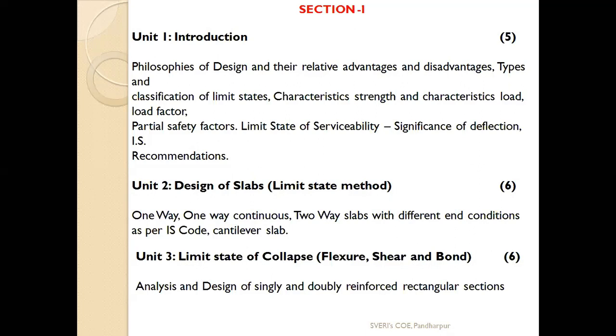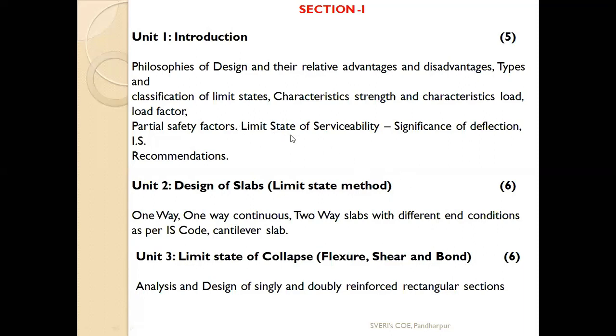And the load corresponding to this characteristic strength is known as the characteristic load. So this is the basic introduction of characteristic strength and characteristic load. After that, we will move forward to partial safety factors. In the limit state method, there are two partial safety factors. First is for concrete and second is for steel. For concrete, normally it is taken as 1.5. For steel, normally it is taken as 1.15.